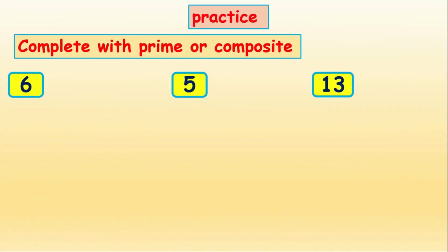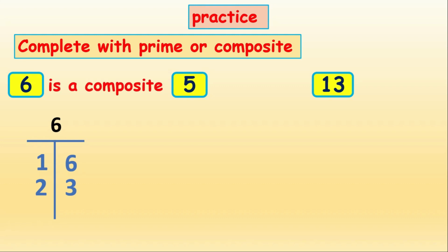Practice: complete with prime or composite. Let's show whether 6 is prime or composite. 6 equals 1 times 6, and 2 times 3. So it has more than two factors, so 6 is a composite number, not prime.